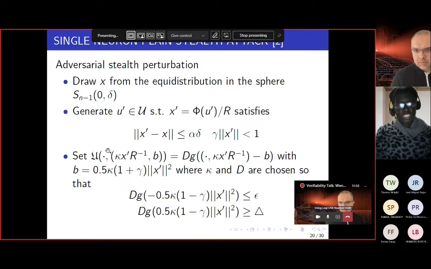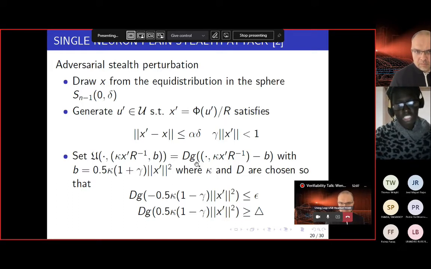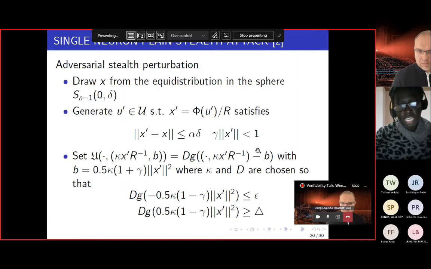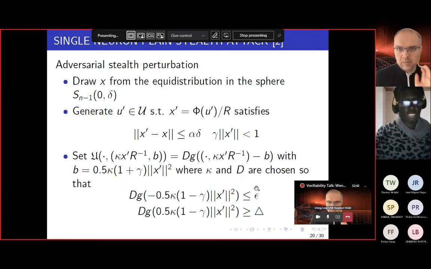And then the next step is where you set up your adversarial perturbation. So your adversarial perturbation is essentially going to be something that is dependent on your activation function, which is G over here. And this adversarial perturbation has the following parameters. So this will be your weights for the neuron which you're going to be attacking, and also the bias of the adversarial perturbation. And in order to get these weights and bias, you need to make sure that your parameters kappa and your constant D are such that the following conditions are met.